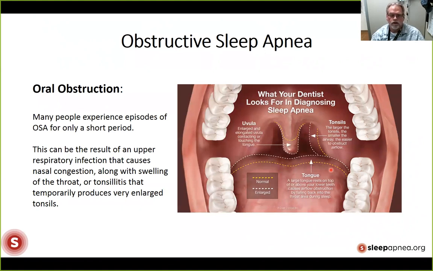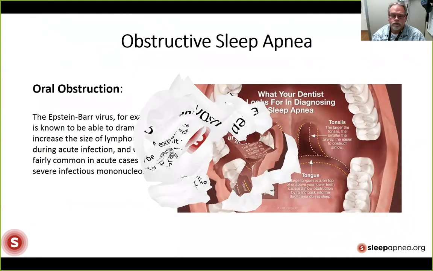Now, I still have my tonsils, but I do have sleep apnea, but it's not because of my tonsils, it's because of my larger neck size and being an older male. But if we have some type of nasal congestion or swelling of the throat or tonsillitis or even temporary allergies, that too can lead to the type of apnea we're talking about here, which is obstructive sleep apnea.